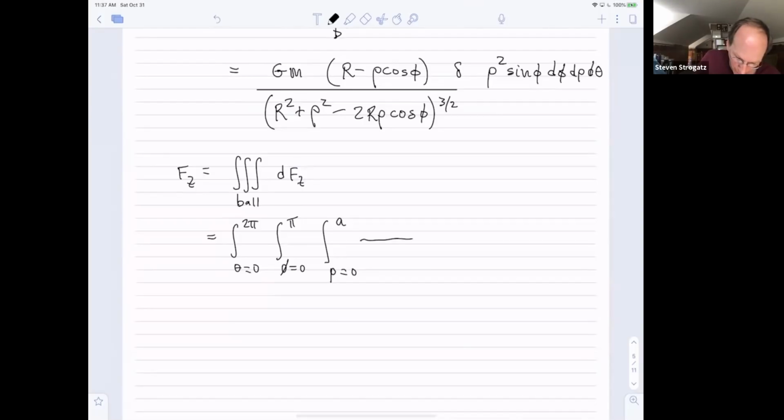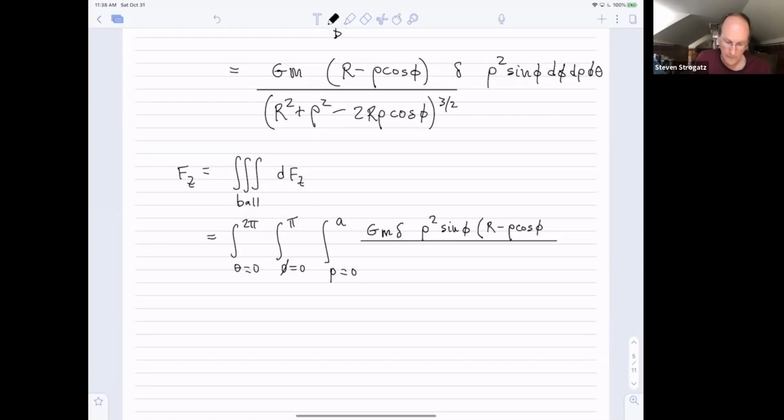So there's a big fraction here. Let's put the constants out first. G, M, and delta, those are all constants. Then there's stuff that depends on phi and rho, like rho squared sine phi. Let's actually notice there's some more stuff before I start writing d. I also have that factor of r minus rho cosine phi. I didn't even make my fraction bar big enough. Am I running off the page? No, I think I'm okay now. Right, then I have d rho d phi d theta. I haven't missed anything, right? That's everything in the numerator.